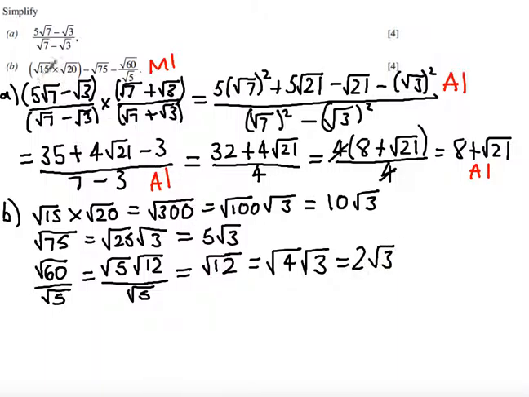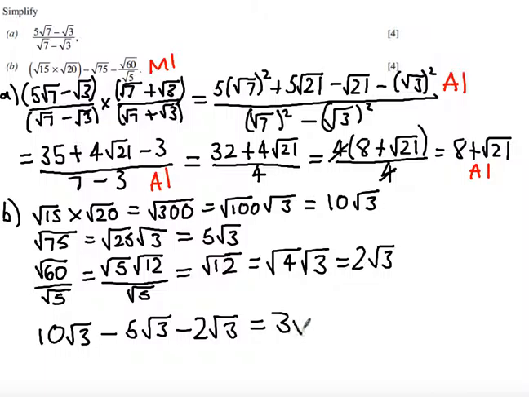All that's left to do, having simplified each of the 3 terms, is then to write out the summation, which is 10 root 3 minus 5 root 3 minus 2 root 3. Remember that root 3 is just like x. I could have 10x minus 5x minus 2x. Root 3 is just another term, so I'm just counting them up and collecting them. So 10 minus 5 minus 2 will give me 3 root 3 as an answer.